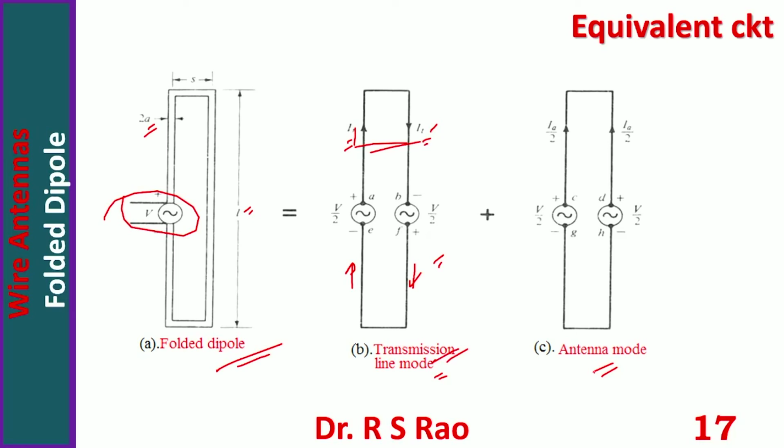When it comes to antenna mode, current here is Ia by 2 upwards. Here also it is Ia by 2 and upwards. So currents are in the same direction. If you consider bottom wise also same thing. This is as far as currents are concerned. When it comes to voltages, it is plus minus minus plus. But here it is plus minus plus minus. So antenna mode and transmission line mode together is folded dipole mode operation.